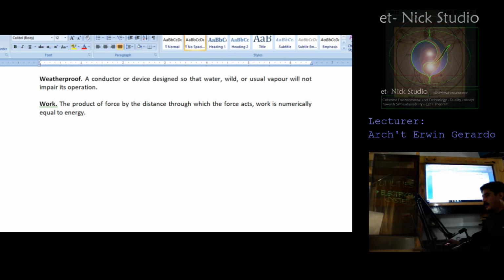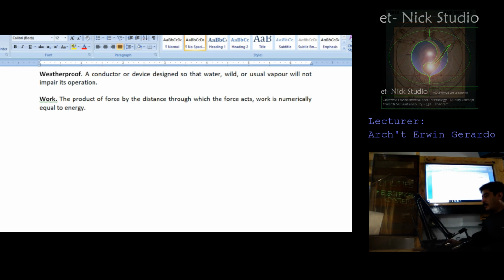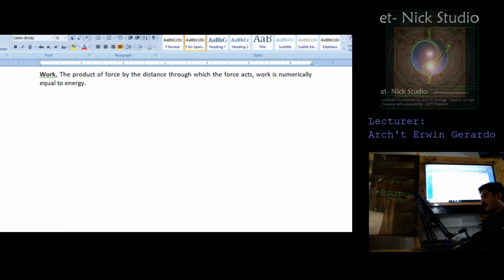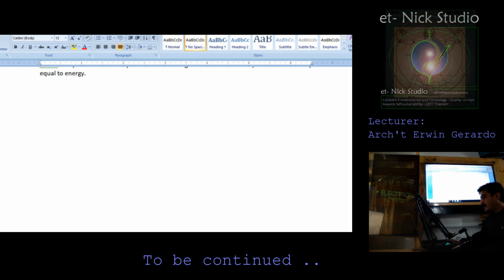Weatherproof, a conductor or device designed so that water, wind, or usual vapor will not impair its operation. Work is the product of force by the distance through which the force acts. Work is numerically equal to energy.